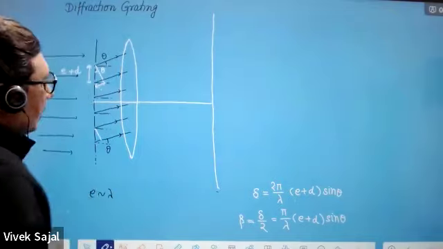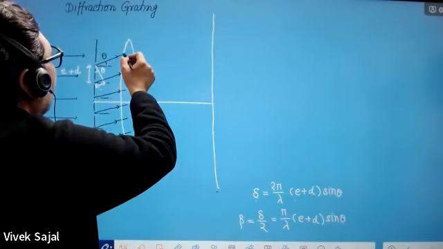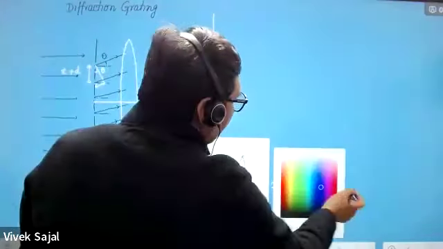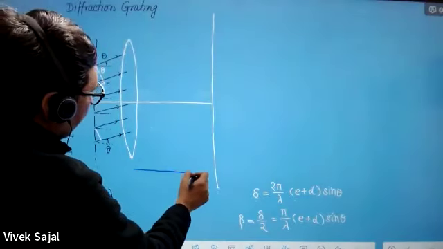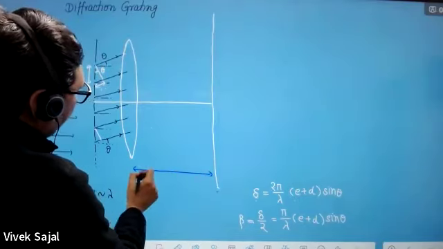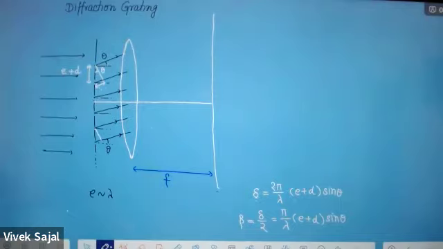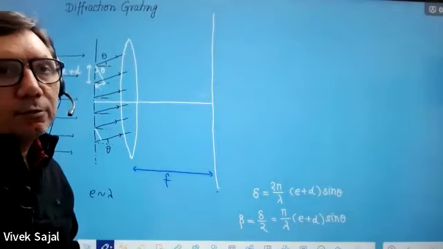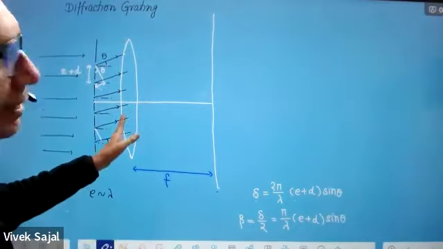This will be. Now, what is going to happen? All of these waves, after passing through this convex lens, and this screen is at a distance of f from this lens. f is the focal length of this convex lens. So where have you placed this screen? In the focal plane. So you have placed the screen in the focal plane of this convex lens.